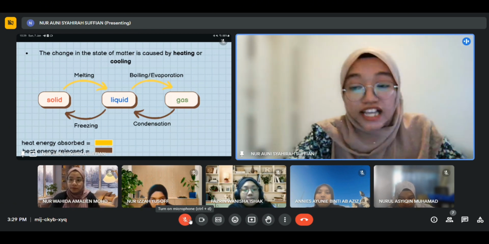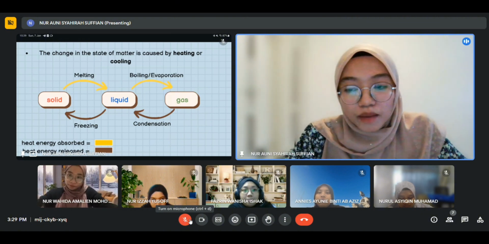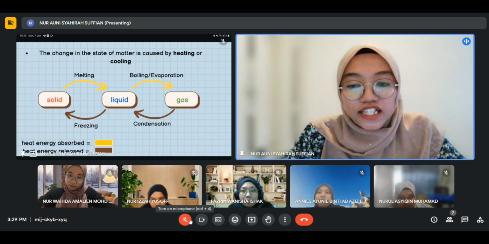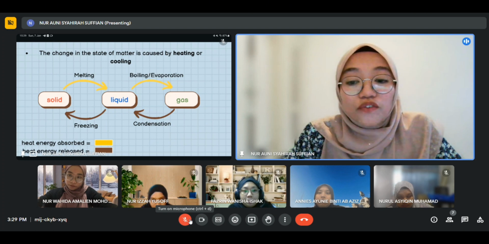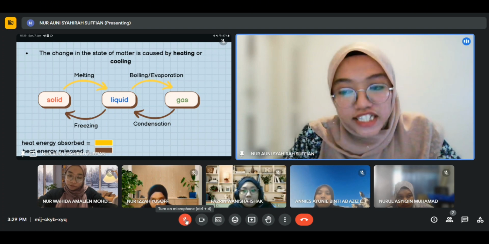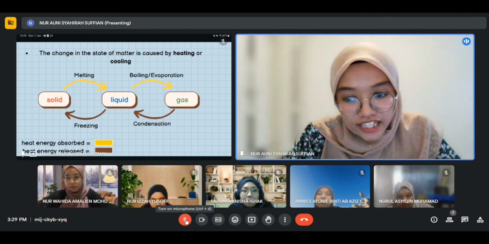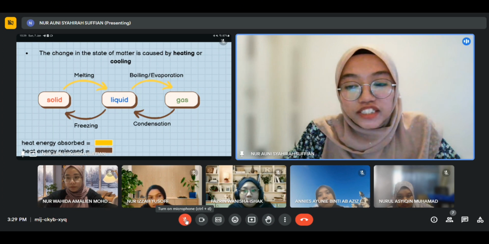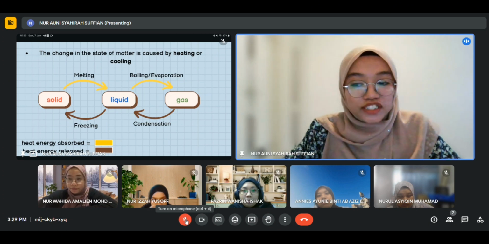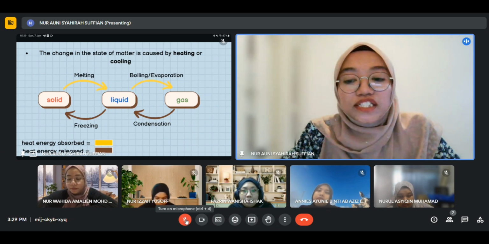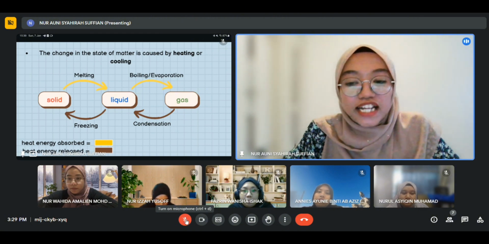The changes in the state of matter are actually caused by heating or cooling. When heating, heat energy will be absorbed. Meanwhile, when cooling, heat energy will be released. From the slide, we can see that there are conversions between states of matter due to heat energy. The change from solid to liquid is caused by the melting process, and liquid to gas is the boiling or evaporation process. For these two processes, heat energy is absorbed. As for the state change from gas to liquid, it is the condensation process, and liquid to solid is the freezing process, due to heat energy release.